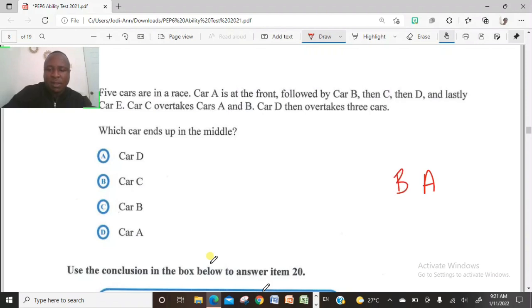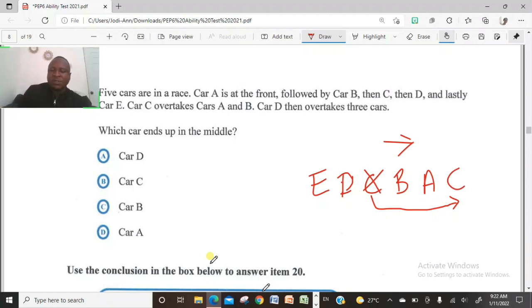So we have A, B, C, D, and E. All right, so we're going in this direction. That's the direction of the race. So car A is in front. All right, now let us see. It says car C overtakes A and B. So this is car C now. Pass A and B. So C ends up right here. So move C from there, exit out.